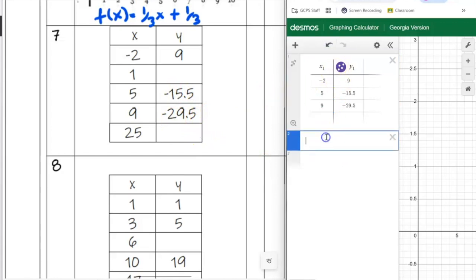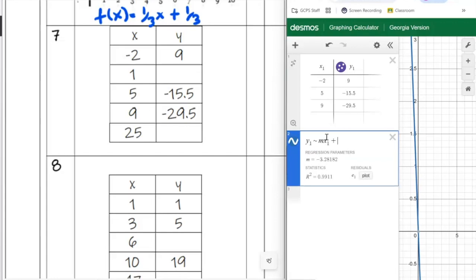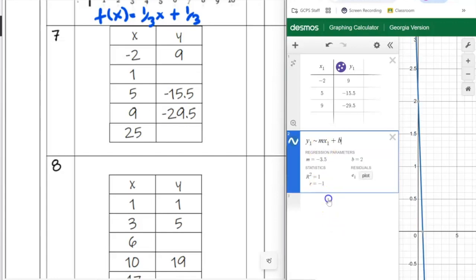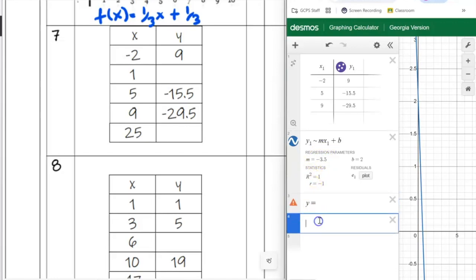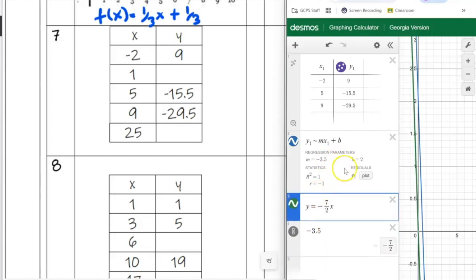All right, so again, I'm going to do y1 squiggly line mx1 plus b. Okay, I'm going to go ahead and write it in. So y equals, what's my slope? Negative 3.5, which I can make into a fraction. So negative 3.5, hit fraction. This is not repeating, so I don't keep typing 555. It's just negative 3.5. So this is negative 7 over 2 x, and then my y-intercept is positive 2, so plus 2. Okay, so that's my function.